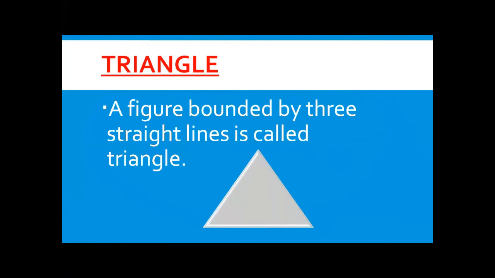Look at this shape. How does it look? It looks like a triangle. A figure bounded by three straight lines. This is one straight line. This is the second straight line. And this one is the third straight line. So a figure which is bounded or joined by three straight lines is called a triangle.